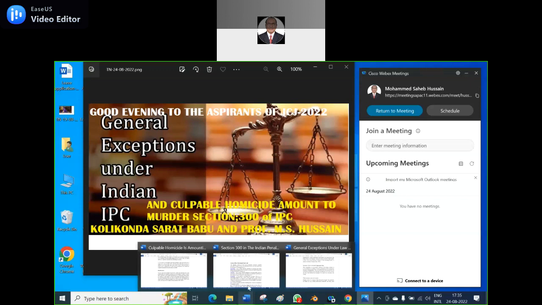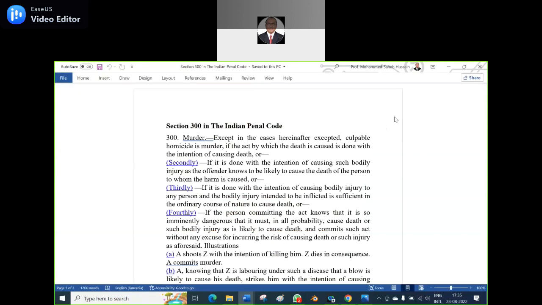Okay, without wasting the time, let us go to Section 300. It clearly says, of the IPC, except in the cases hereinafter excepted, culpable homicide is murder if the act by which the death is caused is done with the intention of causing death. So exceptions are given over there in 300.